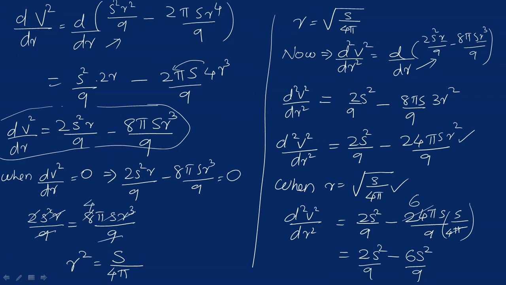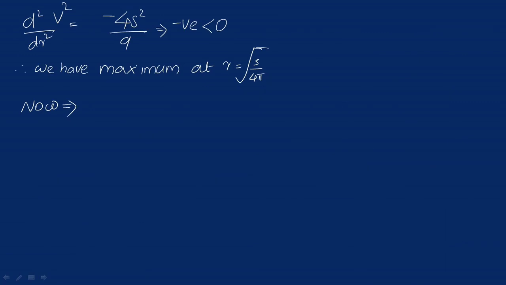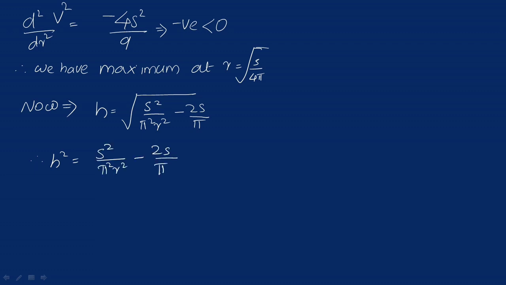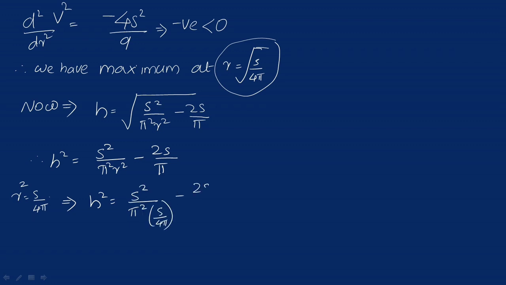So for that, what is h first? We have h² is equal to s²/(π²r²) minus 2s/π. So we have what h² is. Now what is r? That is root of s by 4π, so r² is equal to s by 4π. Now we have the equation for h², that is s²/π² times, for r², s by 4π, minus 2s by π. Substituting the value of r here.